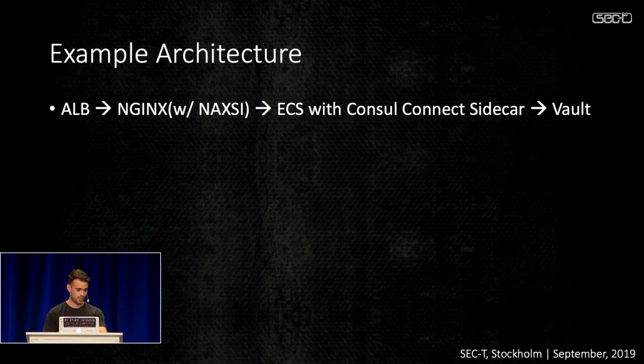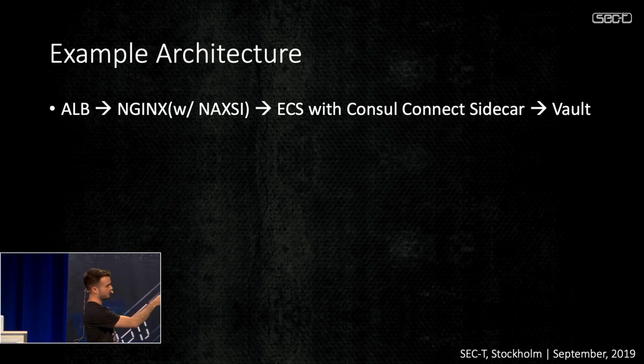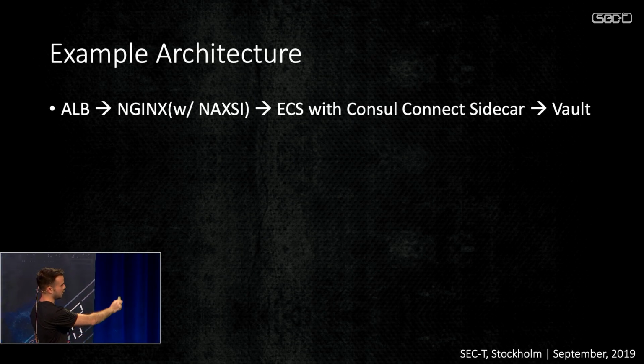So this is an example. ALB with a WAF. Forget that WAF right there. And then behind that, Nginx with Naxsi. You can find huge sets of rules that will block almost every scanner.